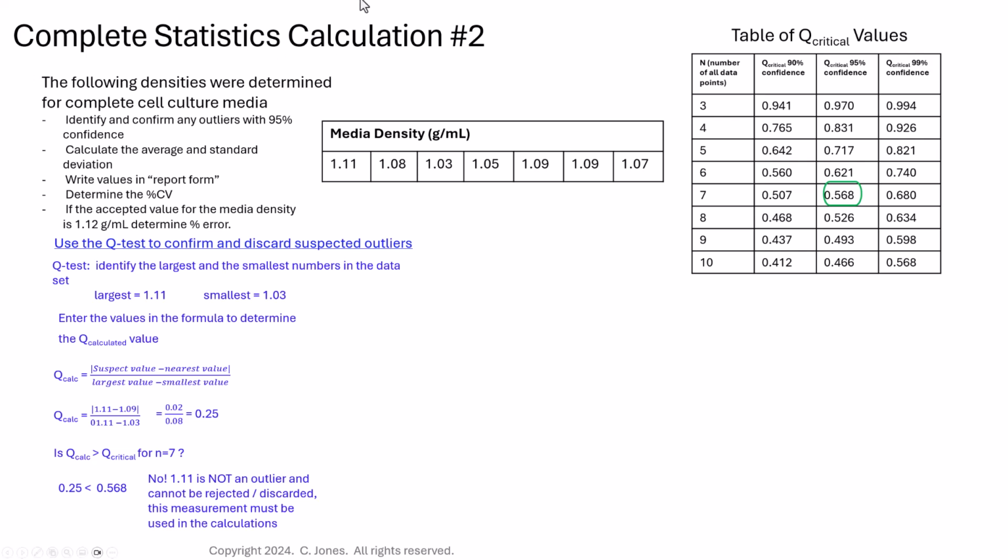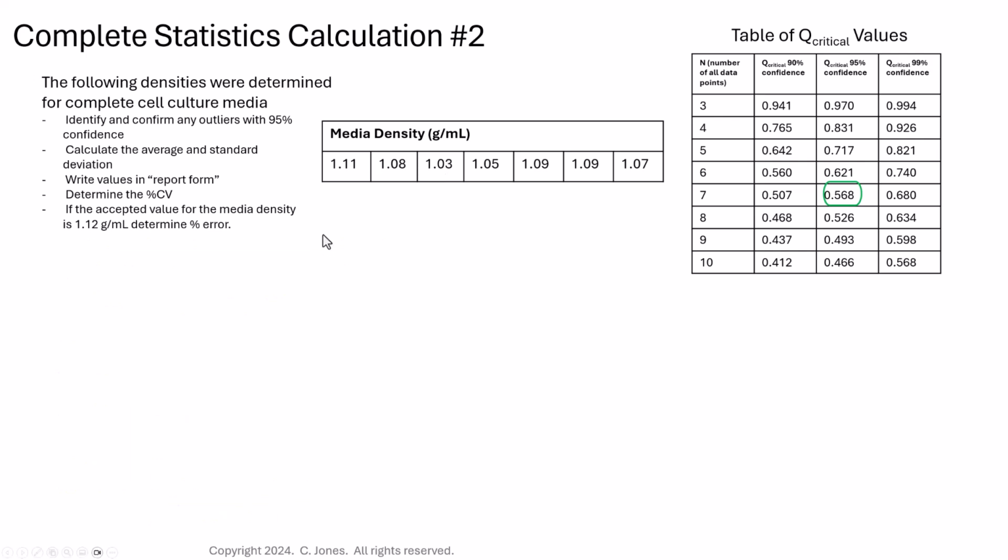And if you go back and do the same calculation for 1.03, it turns out that 1.03 is not an outlier. It also must be retained. So we're going to retain the 1.11 and we're going to retain the 1.03. The Q test tells us that we cannot reject either of those numbers. So knowing that, let's calculate the average.